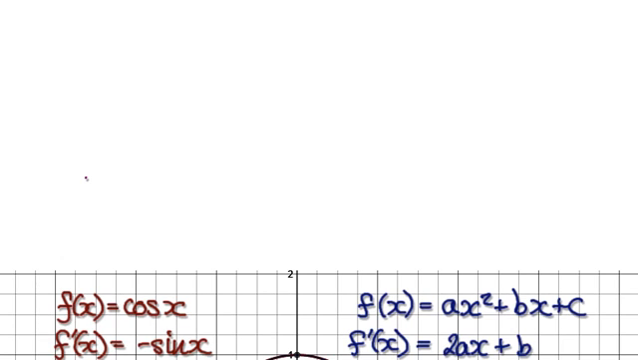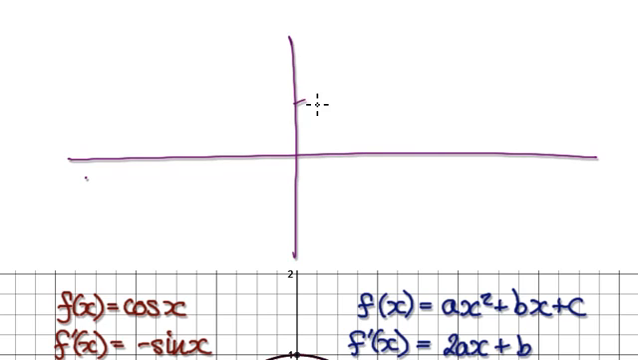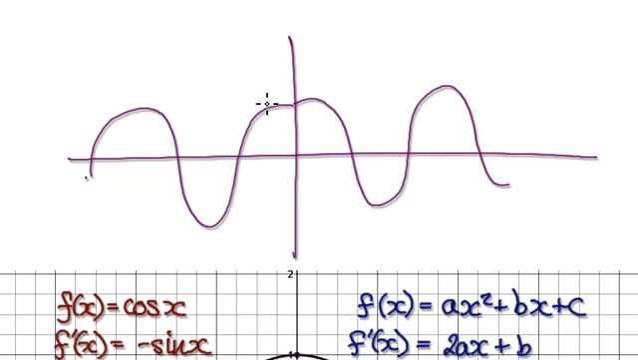Cast your mind back to our section on linear approximation and quadratic approximation. We would start out with a cosine graph looking something like this. And then with a linear approximation, it gave us a straight line like this. A quadratic approximation would give us something like this.